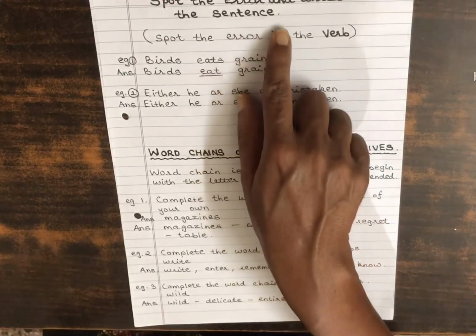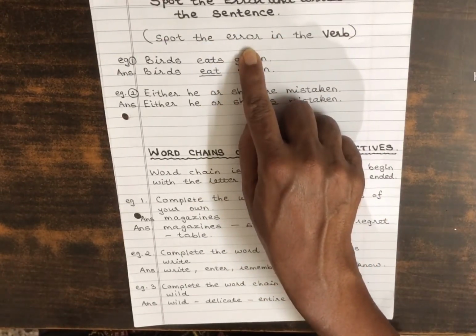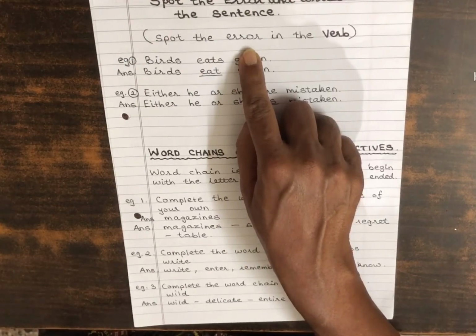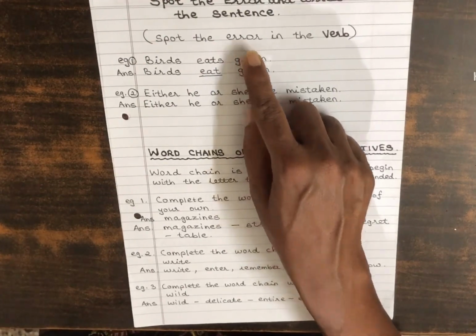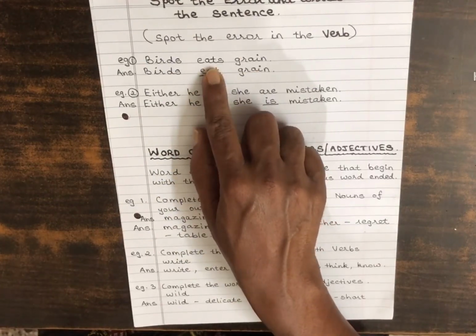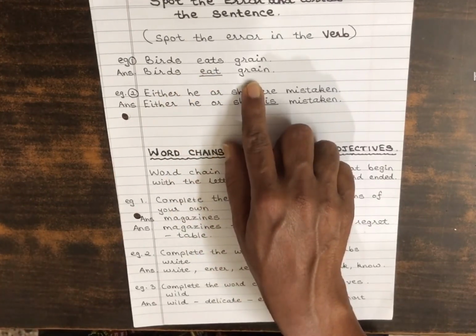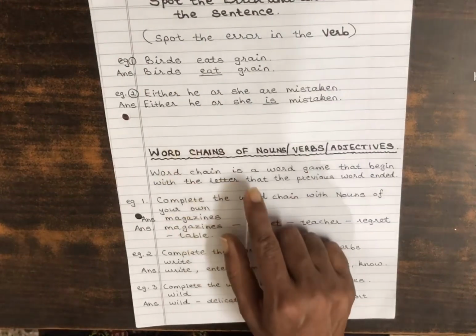Spot the error. Now here error means mistake. So what will the error be? It will be the verb. Always it is the verb. Birds eats grain. So the verb is wrong here. Error is here. So it's not 'eats', the birds eat grain. So see that you underline the error.